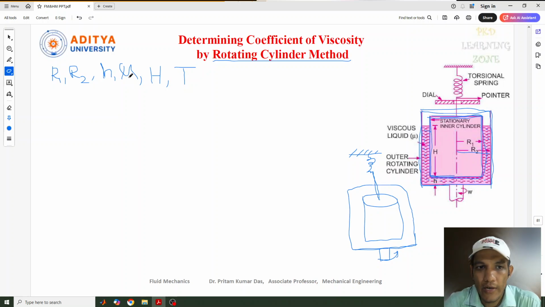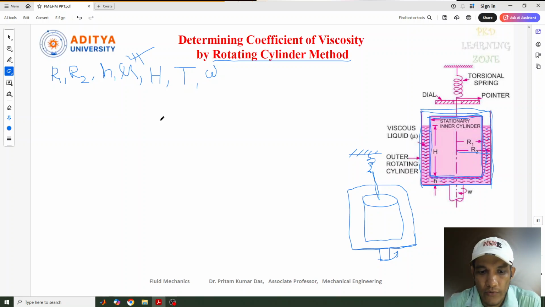Now here we'll identify this mu. Before going to that, let me tell you what the other quantities are. As I told you, there are R1 and R2, and apart from that, we have capital H and small h, and omega. Omega is the angular velocity, or angular speed, of the outer cylinder, how it is rotating.